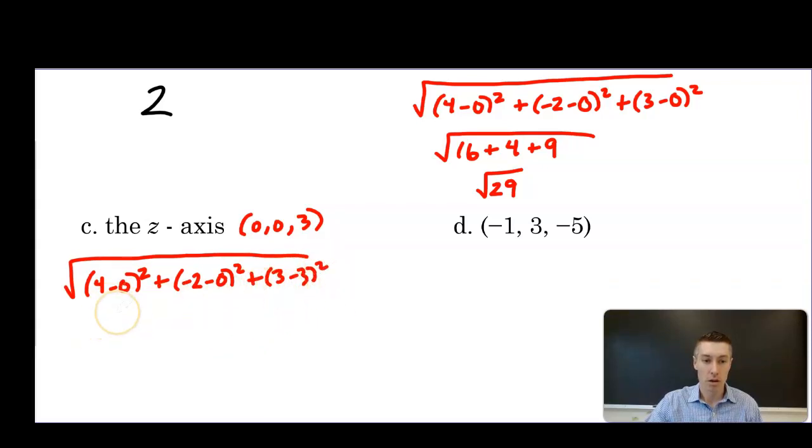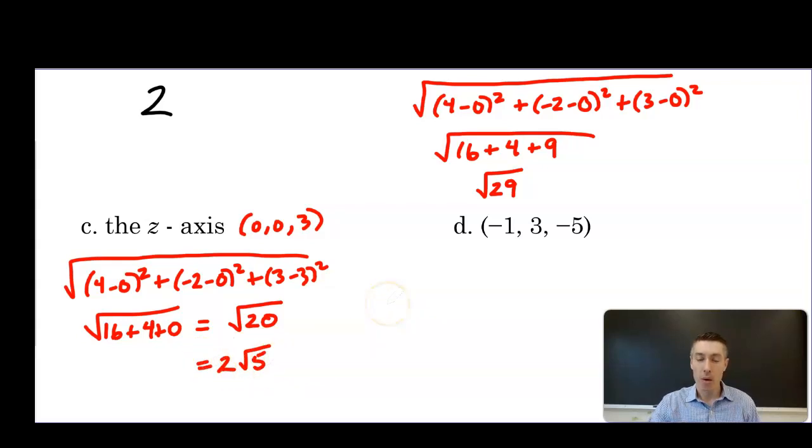Okay, so 4 squared is 16, -2 squared is 4, and then 0 squared would be 0. So square root of 20. If we wanted to simplify that, square root of 4 times square root of 5, 2 square root of 5.